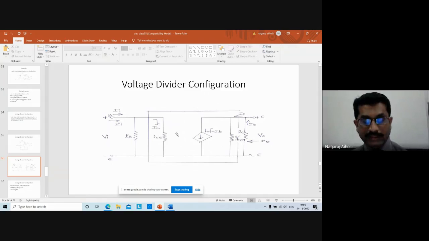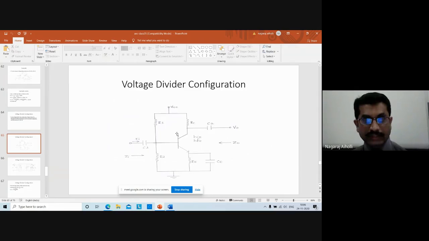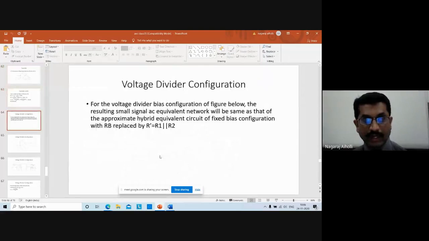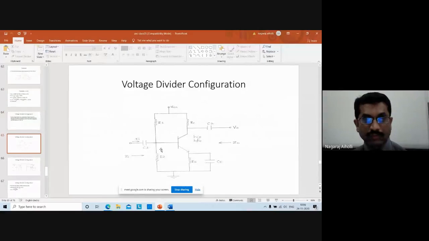Now the change is here. In the fixed bias configuration, we have RB, only one resistance, but here we have R1 parallel R2. In the voltage divider configuration, R1 and R2 come in parallel. We analyzed this in module 1, Thevenin's voltage and Thevenin's resistance. So R1 comes in parallel with R2, and we are replacing the base resistance RB by R1 parallel R2.